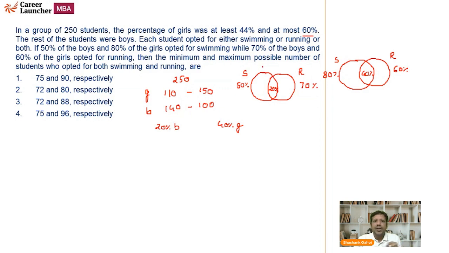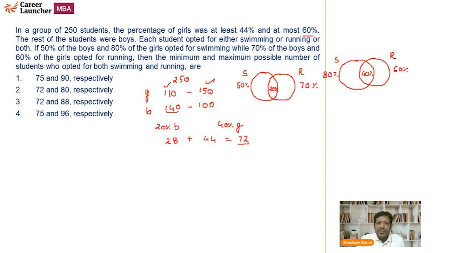And the question is talking about the maximum and minimum possible value of those who opted for both. So first I'm going to take this arrangement, 110 and 140. Second, I'm going to take this arrangement and see which option matches. So 20% of boys, in this case, I'm going to get 28. 40% of the girls, I'm going to get 44. So both are going to be 72. That is my first arrangement.